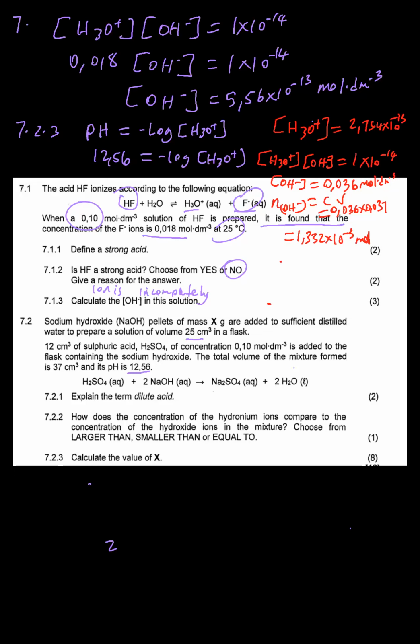So I want us to calculate the number of moles of H2SO4 that was added. It's equal to CV. C, the concentration, is 0.1, and the volume is 0.012. Can I have the number of moles here?